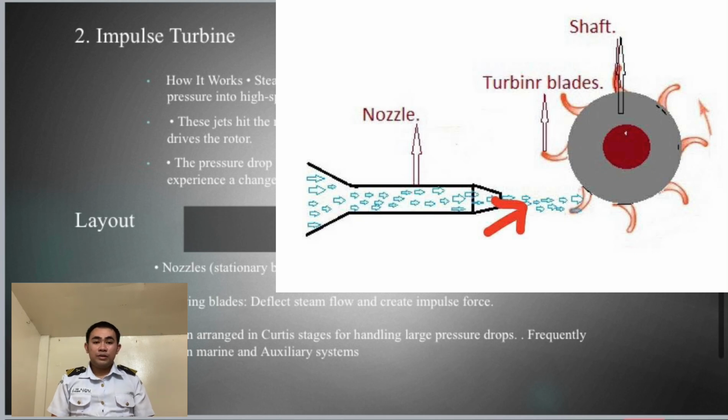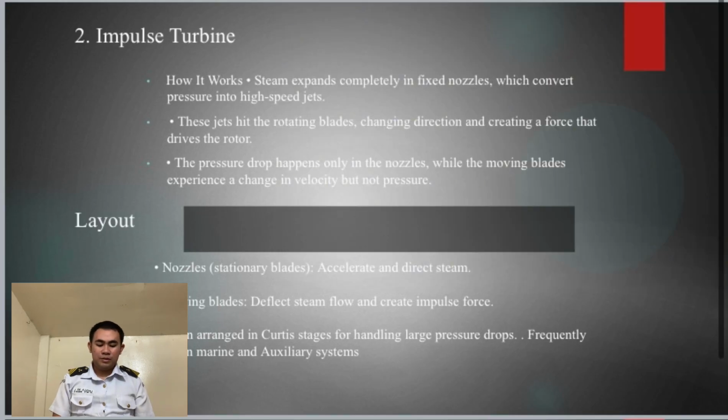As you can see, the water comes out from the penstock to the nozzle, then directly hits the moving blades or the buckets. That changes the direction of the steam flow. The change in momentum produces an impulse force that turns the rotor. No pressure drop occurs across the moving blades, only the velocity changes.